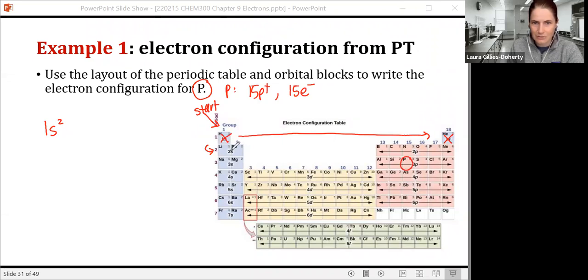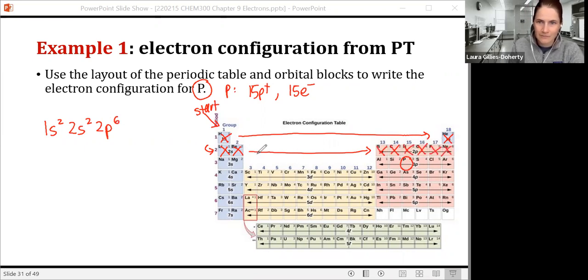And now we're in the 2s block, 2s. And we're going to add 2 electrons there. So that's that box and that box, 1, 2. And you go across. Now we're in the 2p block, so 2p. We've got to fill that all the way up because we've got to get to 15. So we're going to add 1, 2, 3, 4, 5, 6 electrons to that one. And then we drop down to the next row.